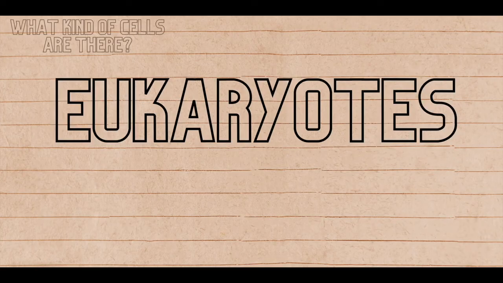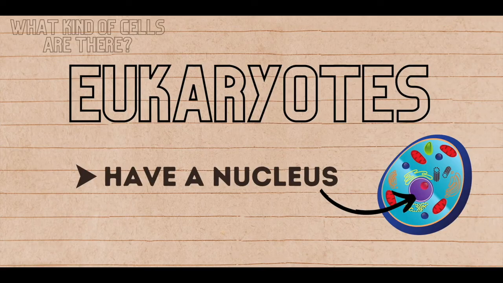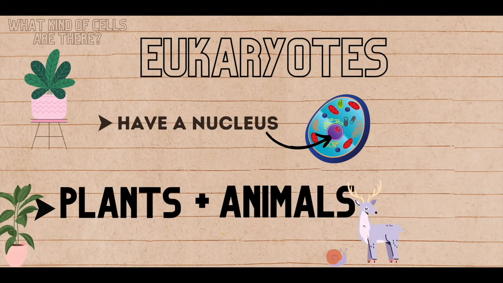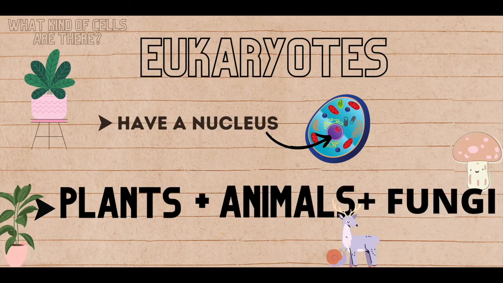So in contrast to prokaryotes, eukaryotes or eukaryotic cells have a nucleus. This is the major difference between the eukaryotes and the prokaryotes. So eukaryotes have a nucleus, and these include your plants, your animals, and your fungi. So we're going to focus in on our eukaryotes because mainly when we talk about cells, we're talking about eukaryotic cells.